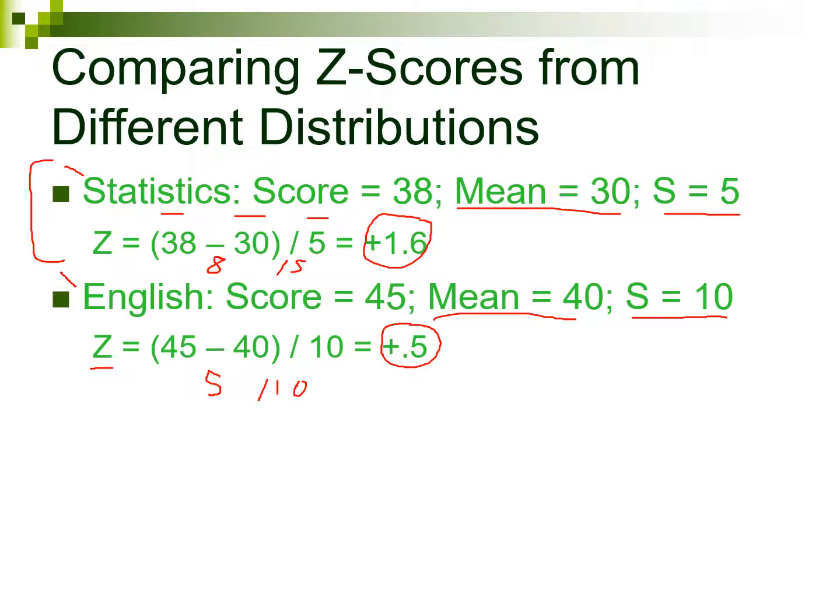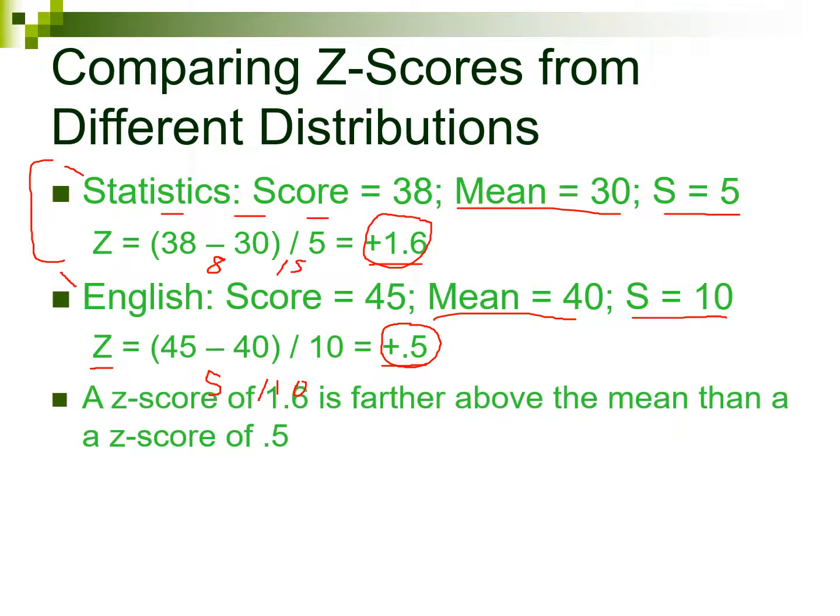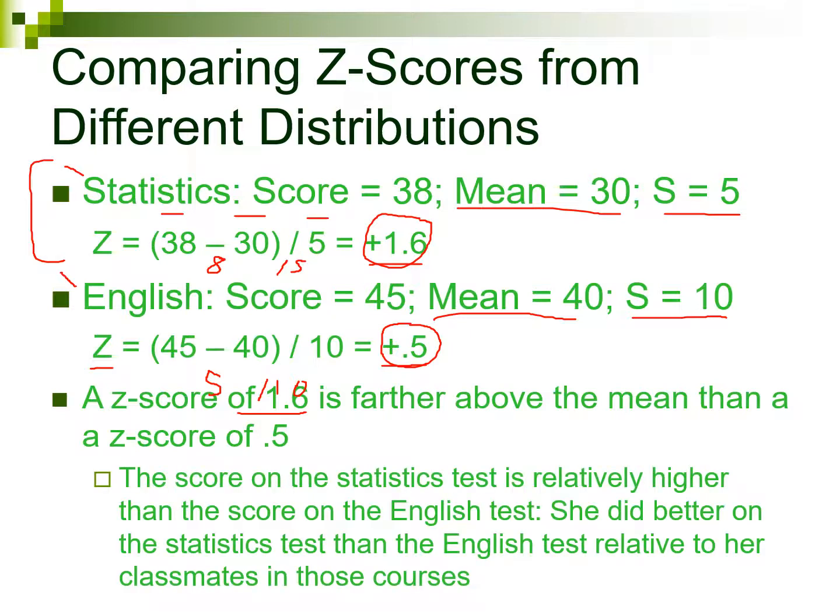Well, the question that we want to ask ourselves is, which of these z-scores is farthest above the mean? In other words, which of these is the biggest positive value? Well, 1.6 is a bigger number than 0.5. So yeah, a z-score of 1.6 is farther above the mean than a z-score of 0.5. And so what that tells us is the following. The score on the statistics test is relatively higher than the score on the English test. She did better on the stats test than on the English test relative to her classmates in those courses.